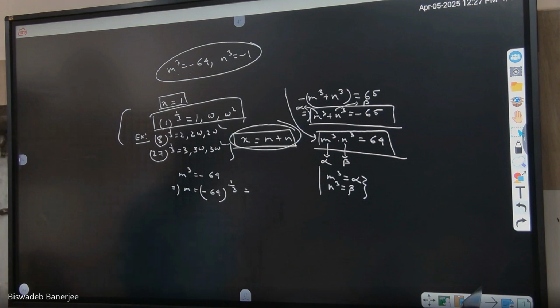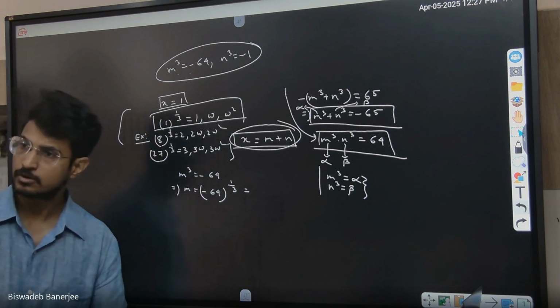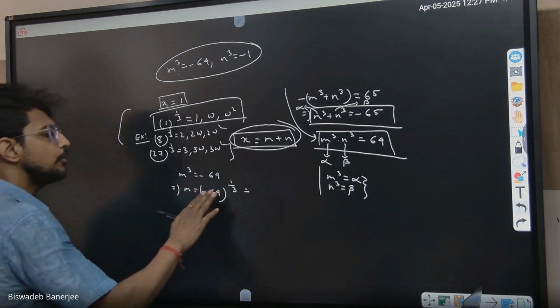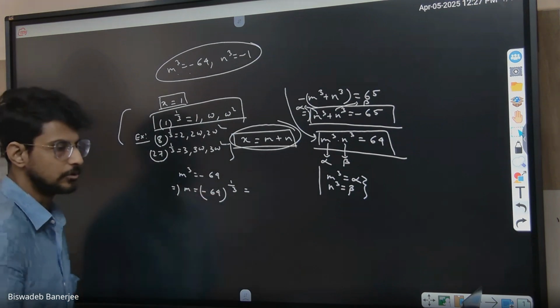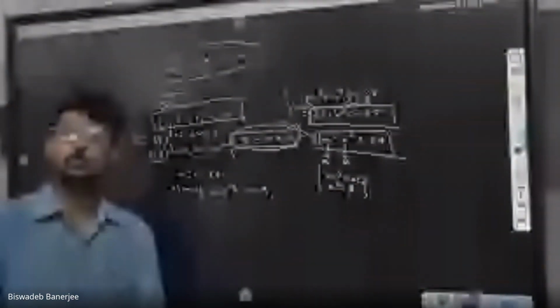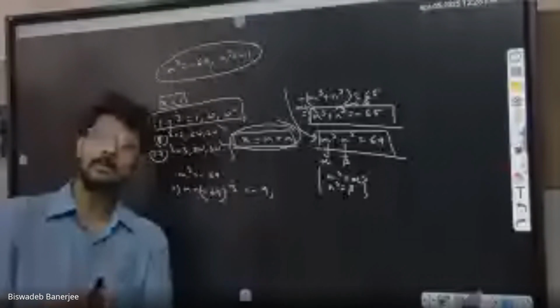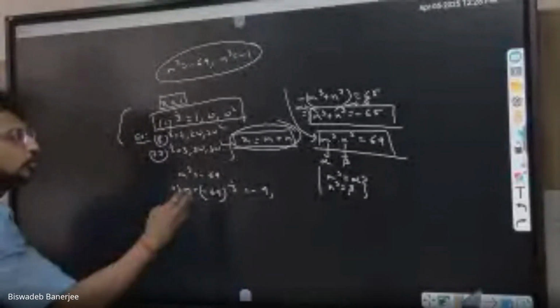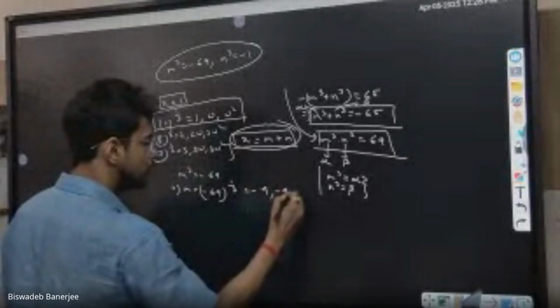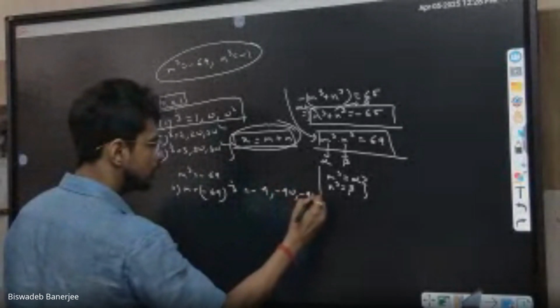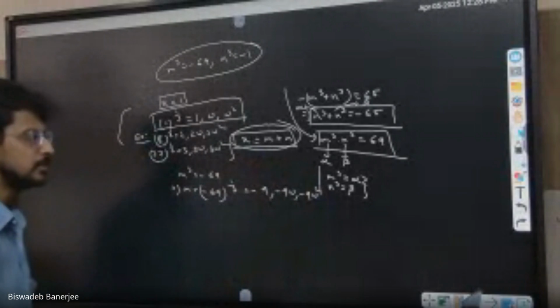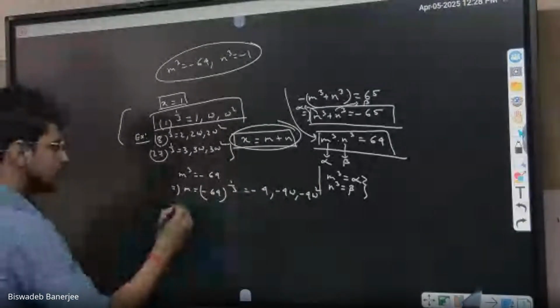Now, what is the cube root of minus 64? It is simply minus 4. We know the cube root of 64 is 4, so the cube root of minus 64 will be minus 4. So the cube roots of minus 64 will be minus 4, minus 4 omega, minus 4 omega square. Simple theory.